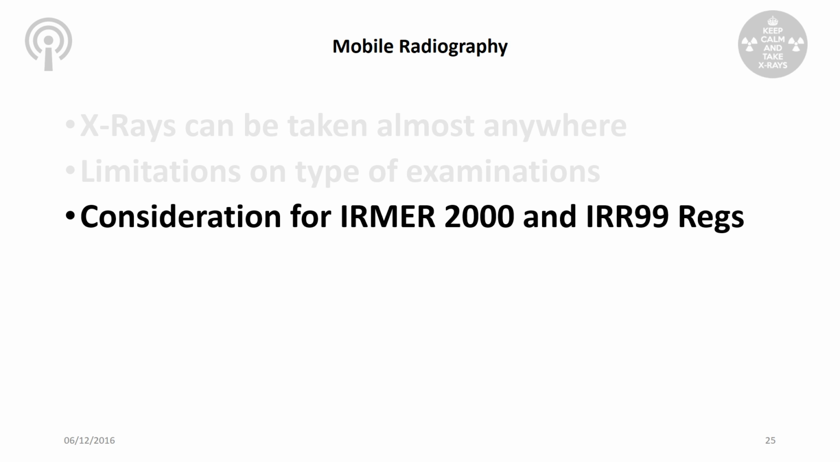IRMER stands for Ionizing Radiation (Medical Exposure) Regulations, revised in the year 2000, and IRR is the Ionizing Radiation Regulations that was formulated in 1999. And these are the rules that we abide by when we're practicing radiography. They're very in-depth and need a separate video in themselves, but basically it's about radiation protection.